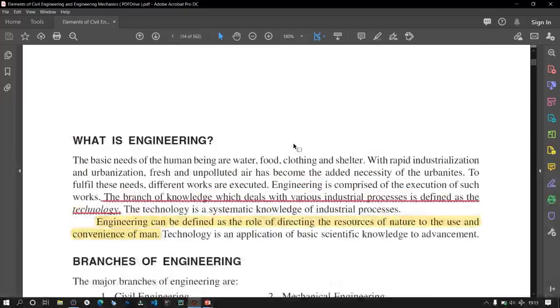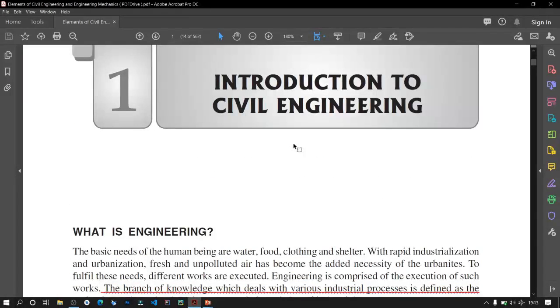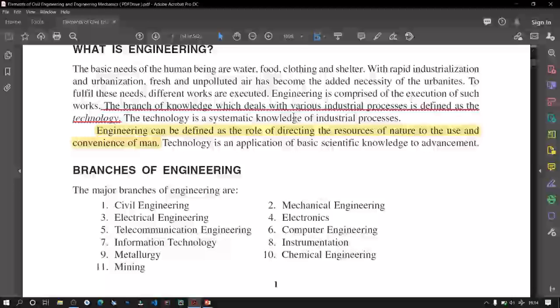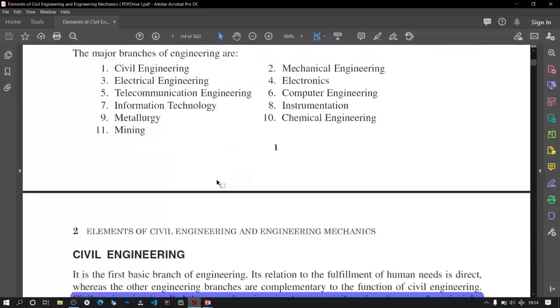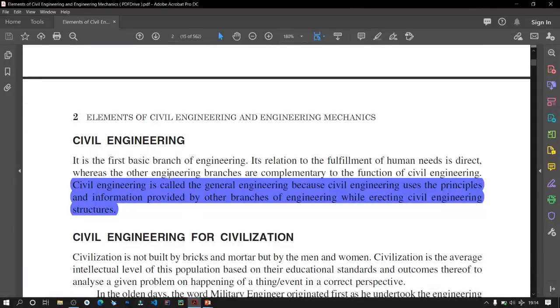Okay, so this is the starting. So, introduction to civil engineering. Mainly this is the theory part, but I will try. First, start with the branch. The branch of knowledge which deals with the various industrial processes defines its technology. Then, what is civil engineering?